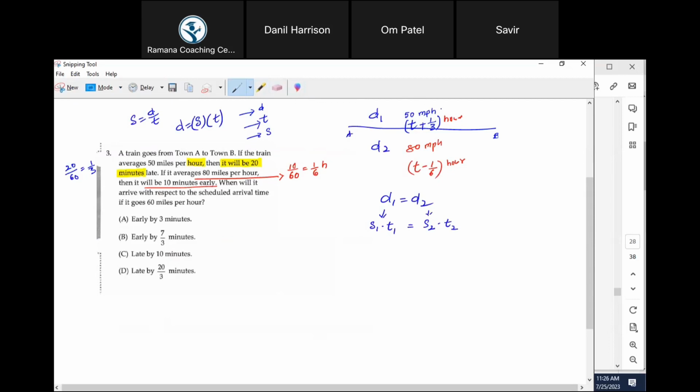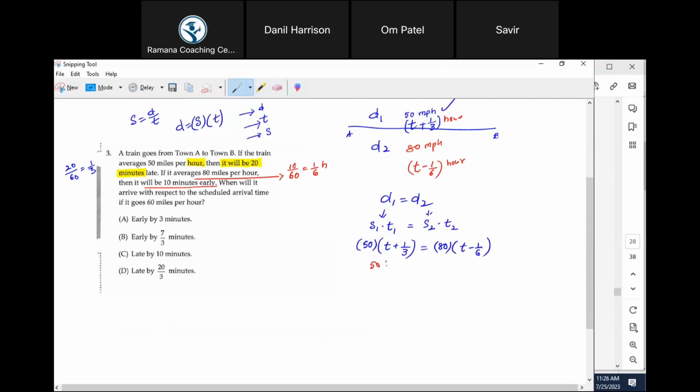What is the speed 1? 50 miles per hour. What's the time taken? T plus 1/3. What is the speed 2? 80. And what's the time taken? T minus 1/6. Don't you have an equation now with a single variable? You can definitely solve it. So move on and proceed.